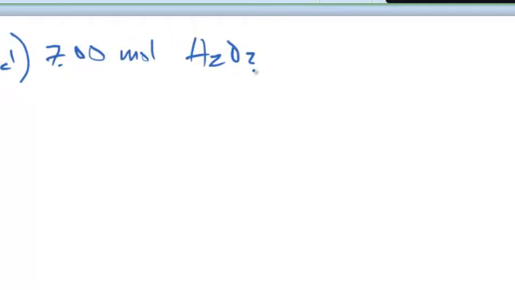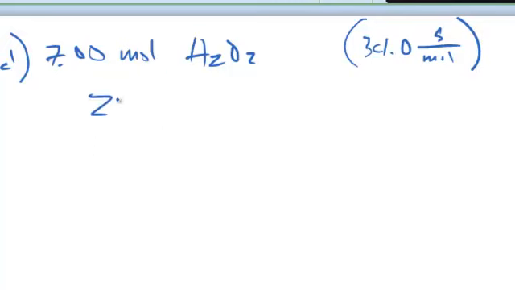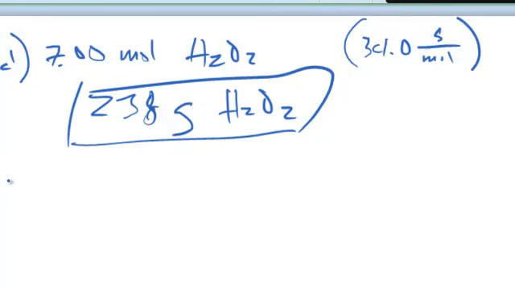Now we're on part D. Let me turn my page. So it looks like we have 7.00 moles of hydrogen peroxide. Okay, cool. Molar mass, 34.0 grams per mole. And when you work through the problem, you get 238 grams of hydrogen peroxide.